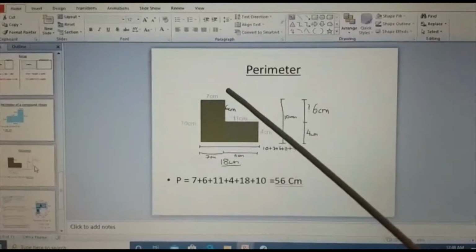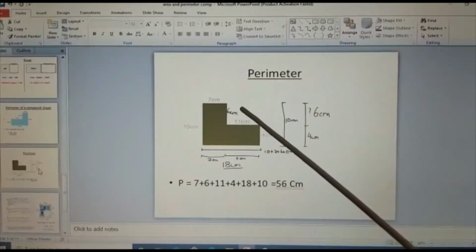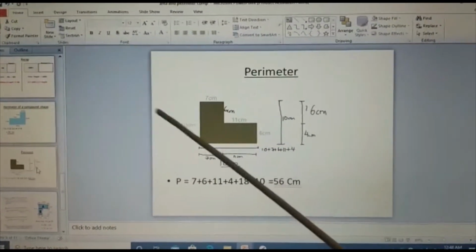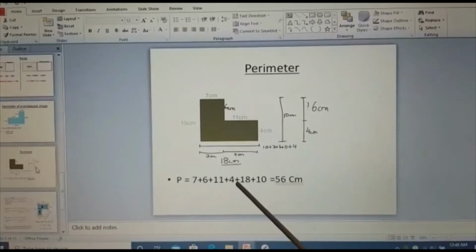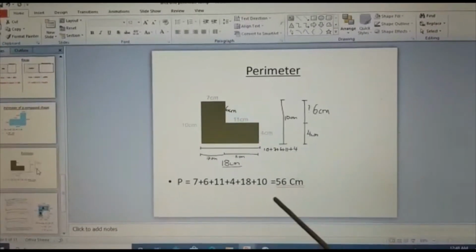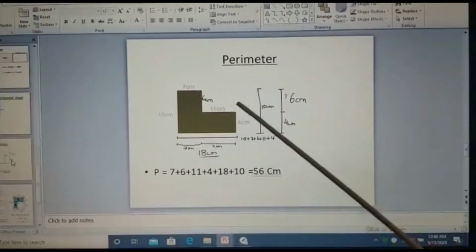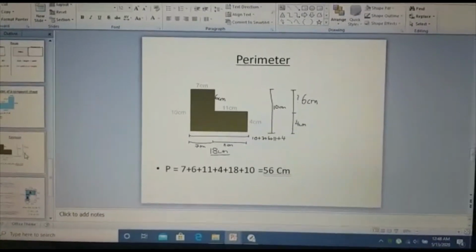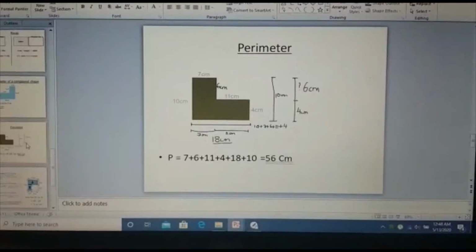Is it? So total how many sides? Recheck that. 1, 2, 3, 4, 5, again 6. Then you check whether we are done, 6 sides. 1, 2, 3, 4, 5, 6. Yes. So when you add all these things, you will get the answer 56 centimeter. So the perimeter of this compound shape is 56 centimeter. Is it clear? This is how we will find the perimeter of the compound shapes.